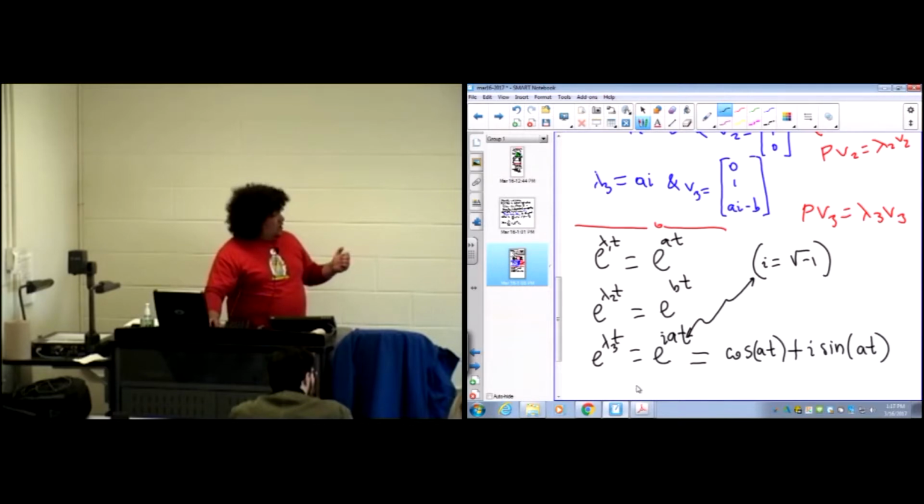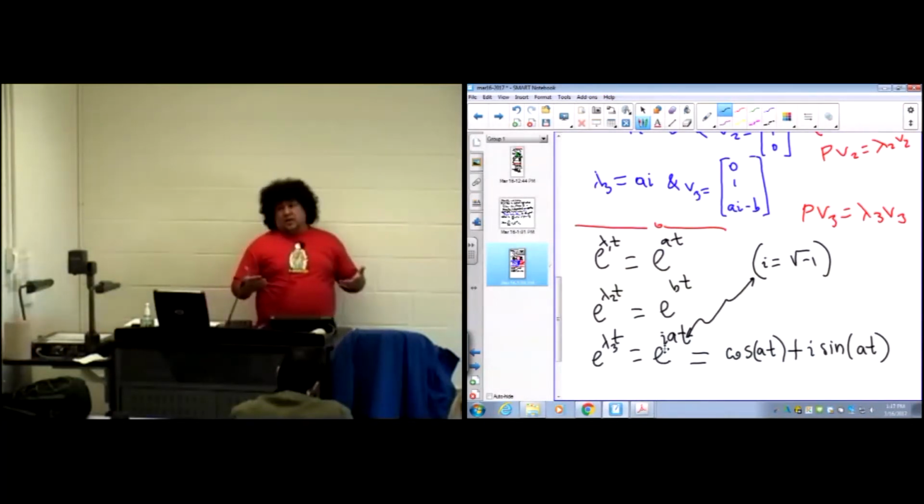So what we'd like to do next is compute e to the lambda 1 t times v1. So this would be e to the at times v1, and v1 is (1, 0, 0). So we're looking here at e to the at, 0, 0.